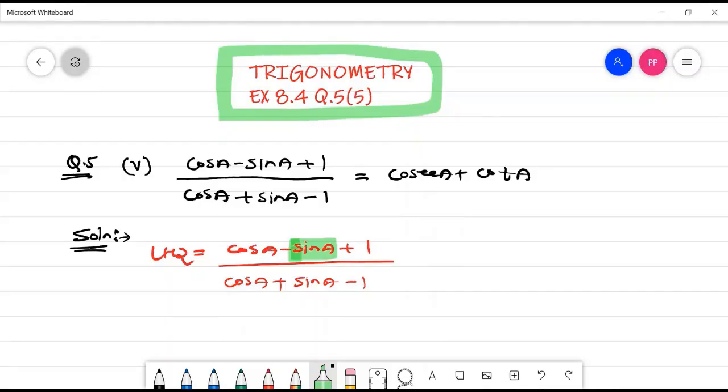Welcome my dear friends. Today we'll see trigonometry exercise 8.4, question number 5, fifth part. The question is (cos A minus sin A plus 1) upon (cos A plus sin A minus 1) is equal to cosec A plus cot A.